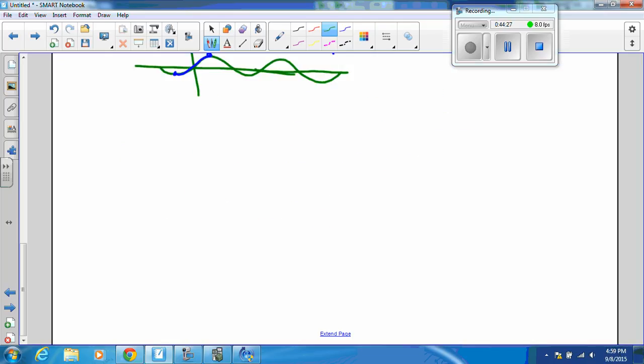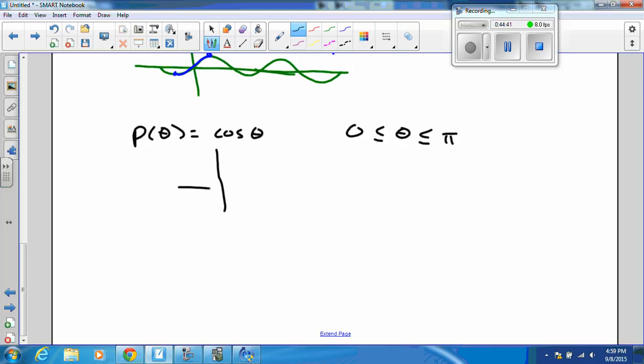Well, what about d? P of theta is equal to cosine theta for thetas between 0 and pi. Let's do a quick graph. If the theta is between 0 and pi, it looks to me like our function passes the horizontal line test and it has an inverse. And therefore, that inverse is going to be expressed as the inverse cosine of p.